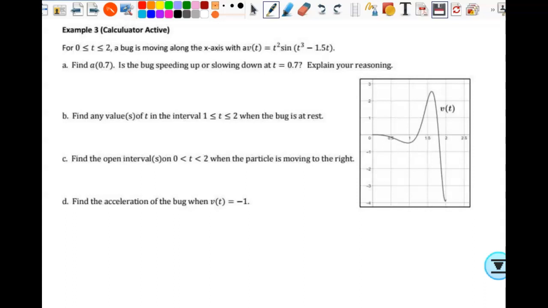Okay, so for 0 to 2 for t, a bug. We've been talking about a particle, but this time we're thinking about it as a bug, like a little something, right? There's actually a particle or a bug or whatever. You could name him Fred or something. It is moving along the x-axis, so that means we're going left and right, with a velocity of blah, blah, blah.